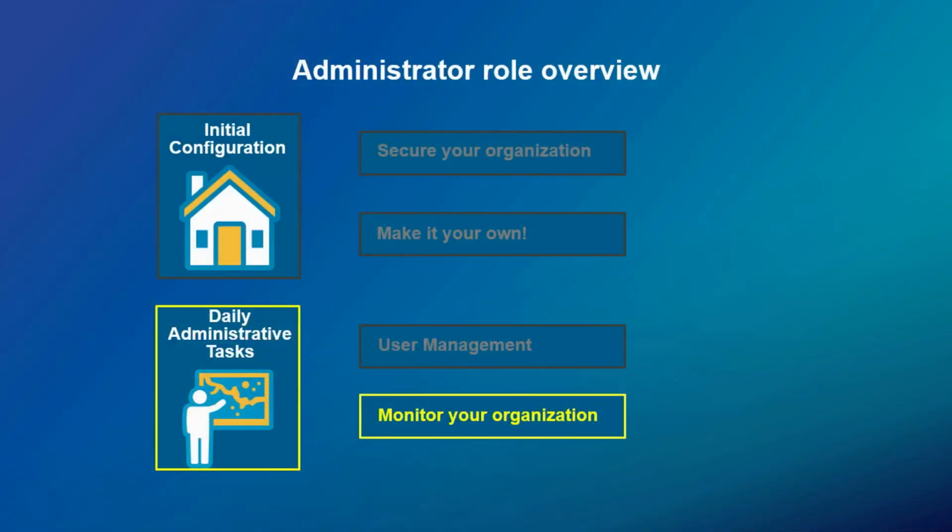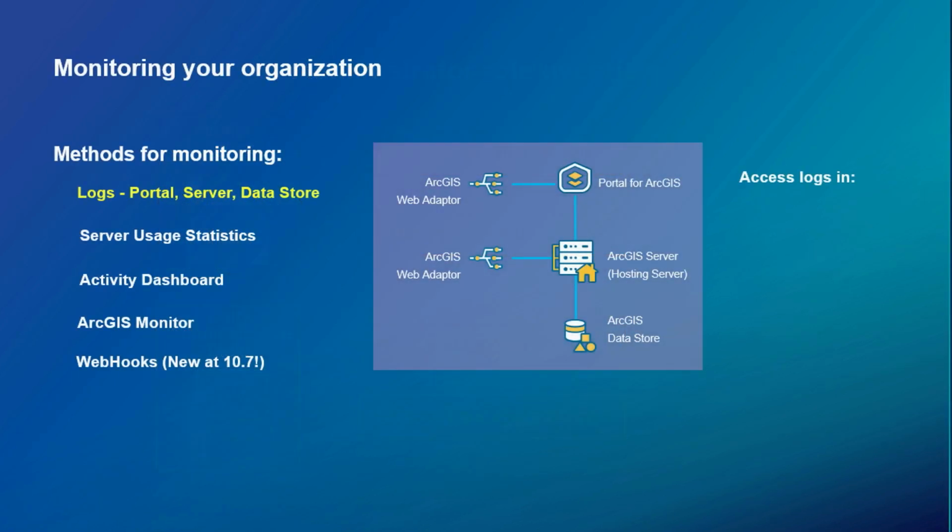Thank you, Marley. So next up, we're going to talk about the importance of monitoring your organization. As an administrator, you're going to be expected to have a full understanding of how your organization is operating, and we want to show you some methods that you can use to do this. So there are 5 items for monitoring that we have identified here, and we're just going to step through each of these and explain them.